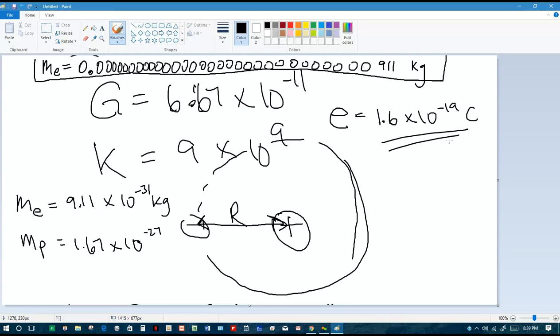Yes, sir. And do you have to even pay attention to the sign, plus or minus? No. Not really. They're just looking for the total quantity of force, called the magnitude. So you could just drop the negatives out. Okay.